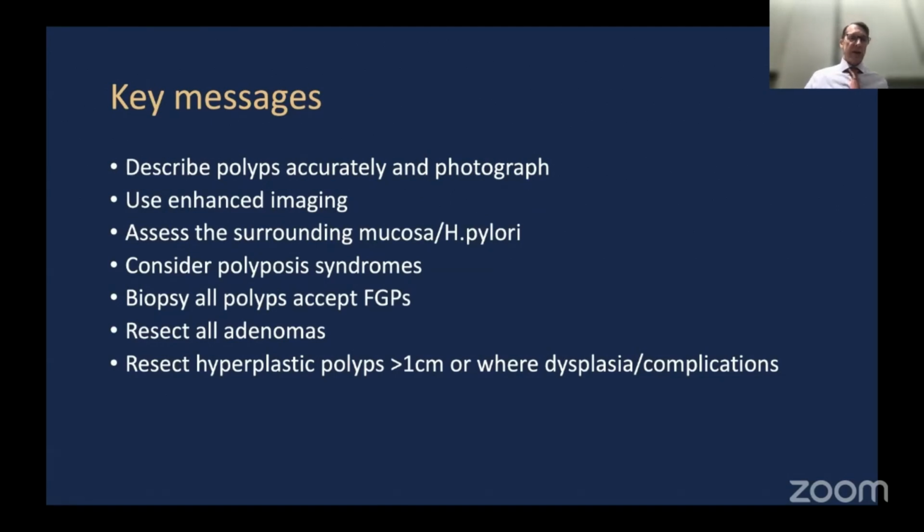So in terms of key messages, please describe the polyps in detail using the Paris classification, number, location, and also background pathology. So I don't want to know just about the polyps. I want to know what the rest of the stomach looks like. Always use enhanced imaging. It's crucial for polyp classification. Always look for Helicobacter pylori with adenomas and hyperplastic polyps.